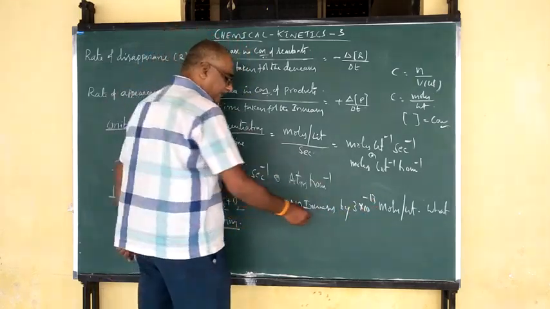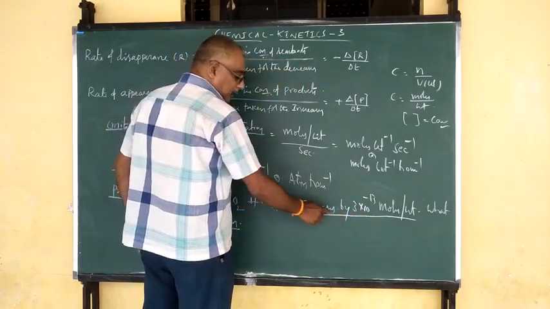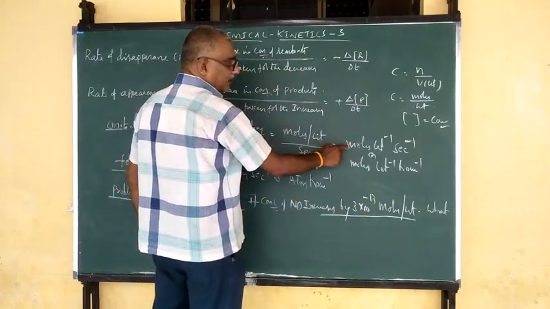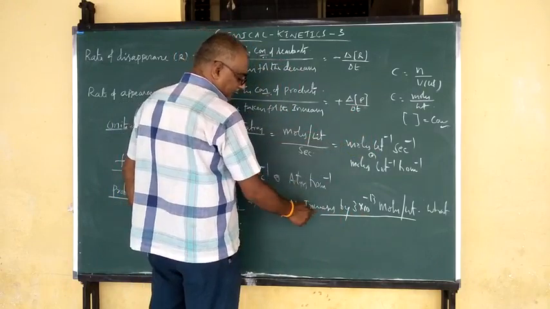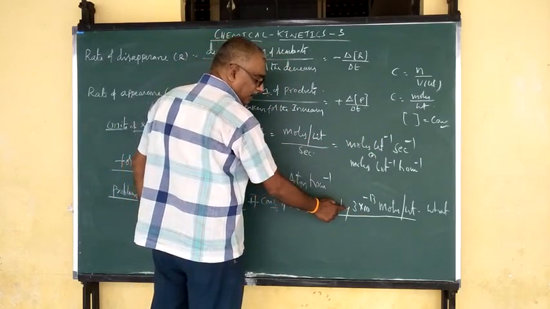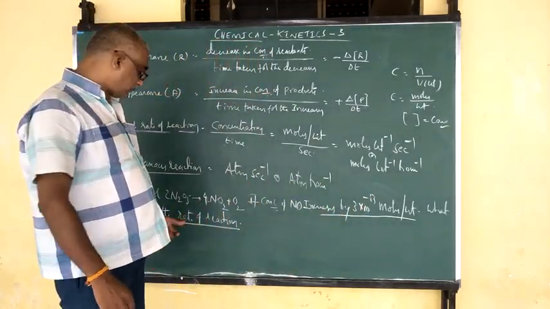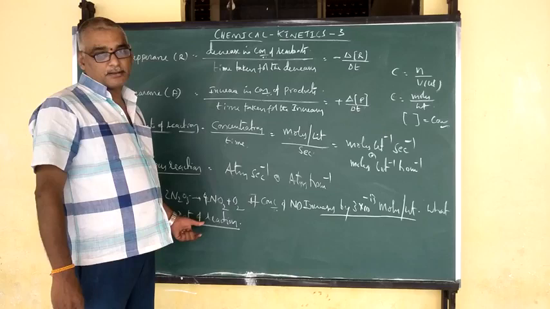Look carefully here. What is the given concentration? Concentration means, what are the units? Moles per liter. That's why the concentration of NO2 increases by 3 into 10 power minus 13 moles per liter. What is the rate of reaction being asked?